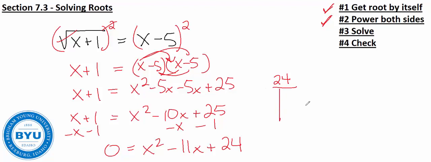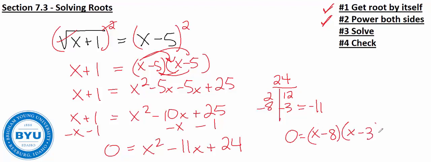Factors of 24 that get me negative 11. Oh, let's see. There's 2 and 12. There's 8 and 3. Ooh, that'll work. 8 and 3. We'll make them both negative. And so that means this factors to x minus 8 and x minus 3.